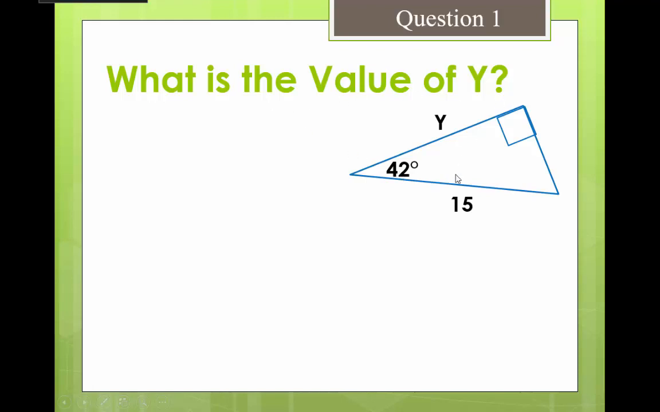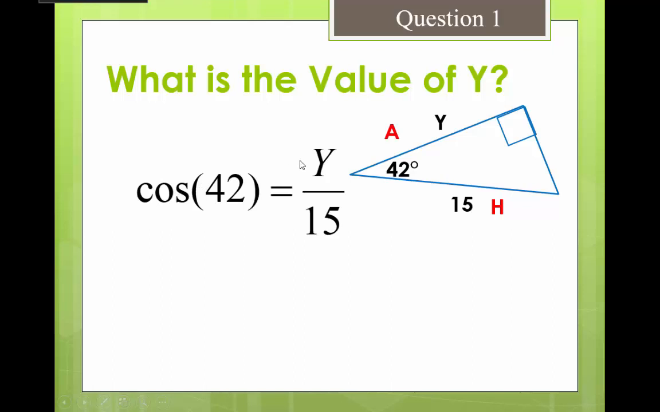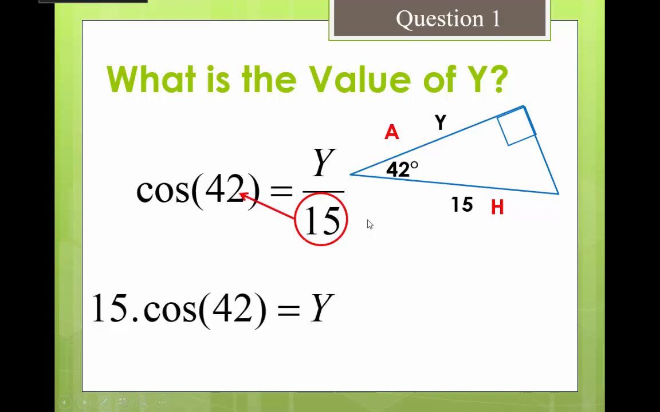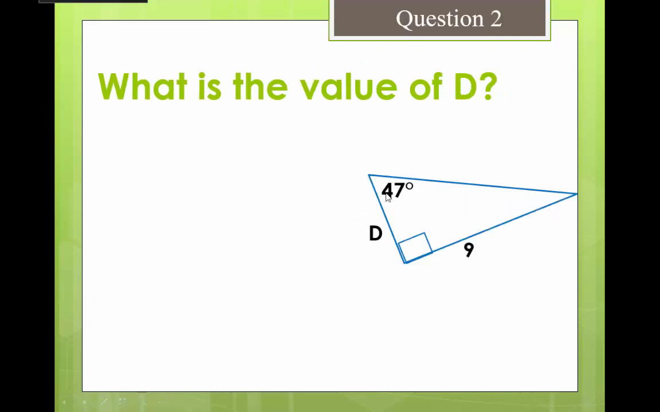Find the unknown value of y. Again, what we've got here is my adjacent side, the y value, and then I've got my hypotenuse over here. So I'm going to put it straight into the formula for cosine: cosine 42 equals y over 15. Because I'm dividing by 15, I have to times by 15. And so therefore y is equal to 15 cosine 42. Answer 11.15.